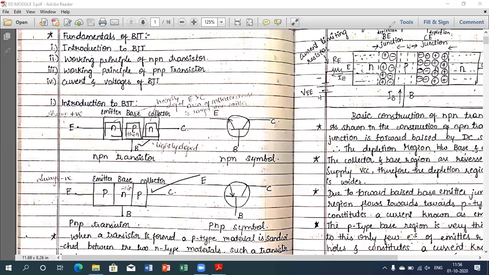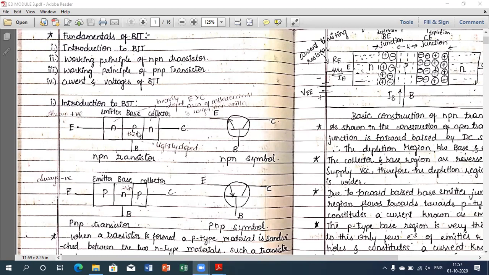I hope you got the explanation which I explained right now. So I will repeat this again. You have to understand how we construct a BJT, that is NPN or PNP.